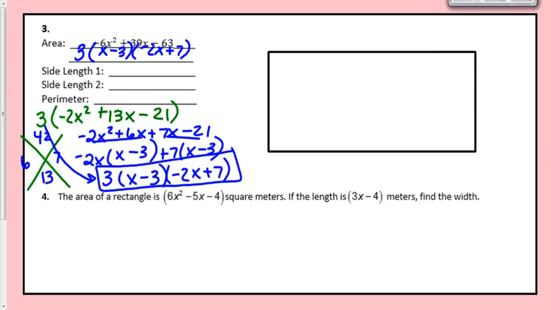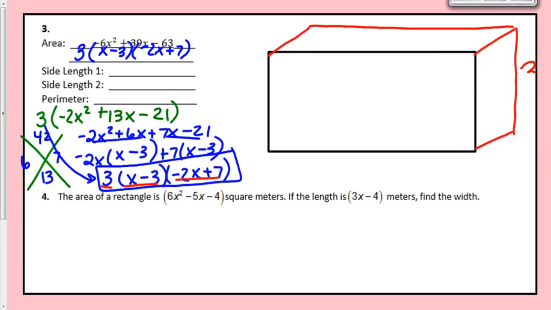Now, technically, this problem should not actually be a rectangle because we have 3 dimensions here. We have 1, 2, 3 things. So technically, this shouldn't be a rectangle. This should be a prism because we have 3 dimensions, okay? So one of the dimensions is just 3. So maybe that's the height right here, okay? Another dimension would be x minus 3. Maybe that's the depth right there. And then the other dimension would be negative 2x plus 7. Maybe it's the length along the front. Okay? But we're multiplying 3 things together, so we need to label them as the 3 separate side lengths.